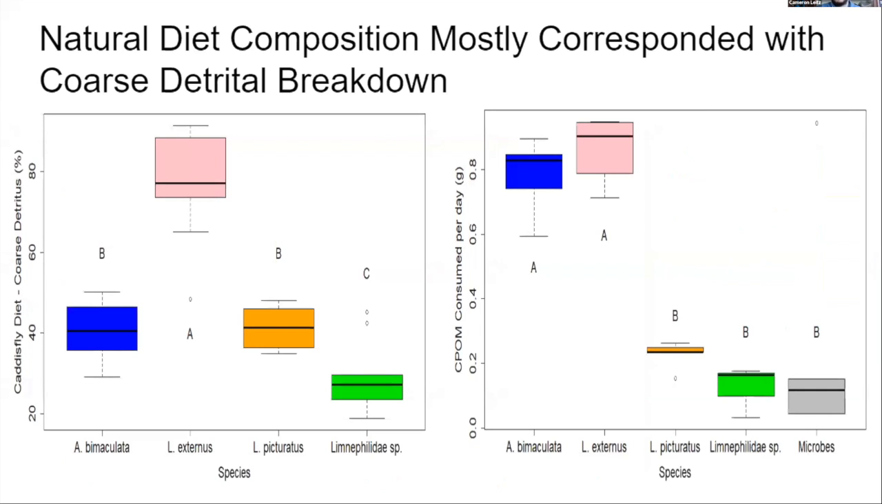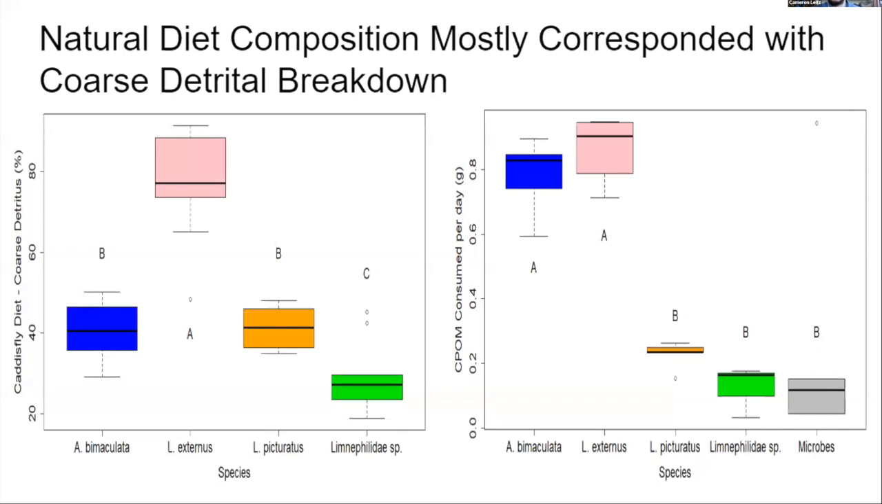We found that the natural diet generally corresponded well with the coarse detrital breakdown. You can see externus, picturatus, and the limnophilid species are all mirrored on both graphs, with high, low, and low. However, Vermaculata has a medium amount of coarse detritus in its diet, but a really high coarse detrital breakdown rate.